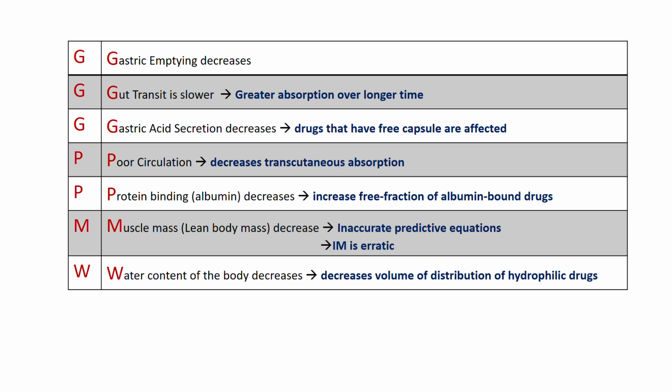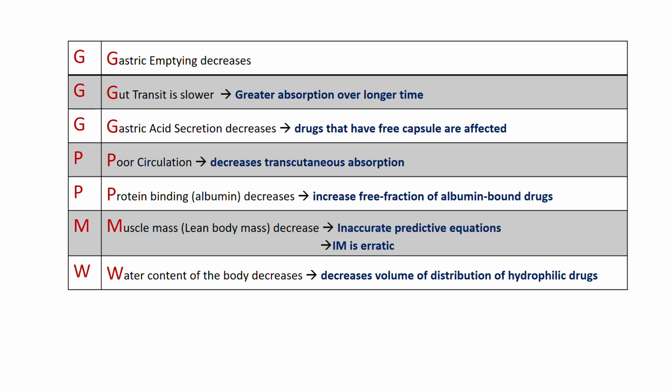M for muscle mass or lean body mass, which decreases. This expectedly decreases or makes the intramuscular absorption erratic. However, it also results in inaccurate predictive equations in which the lean body mass will be exaggerated. For the W, the water content of the body will decrease, which means there will be decreased volume of distribution for hydrophilic drugs because these drugs dissolve in water.